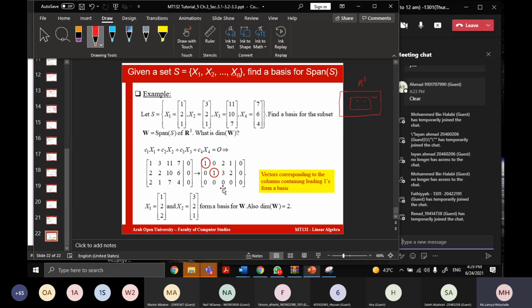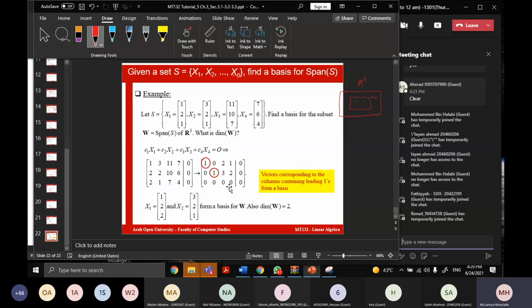Is there a leading one here? No. Here? No. In the first row, this is the leading one. Here in the second row, this is the leading one. Here there is no leading one. So in this column this is the leading one, in this column this is the leading one, and here there is none. Correct?